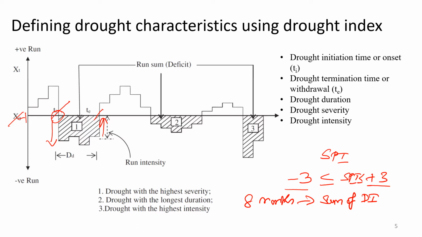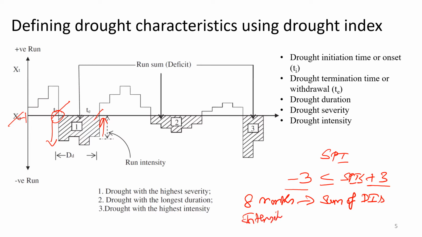On the other hand, some may say the maximum value, or how far it went. Say if it is -3, or sometimes very rarely it may even cross -3, they will say that maximum value is the severity. So there are multiple definitions, but in our case we will say the total sum of all the negative values observed is the severity.